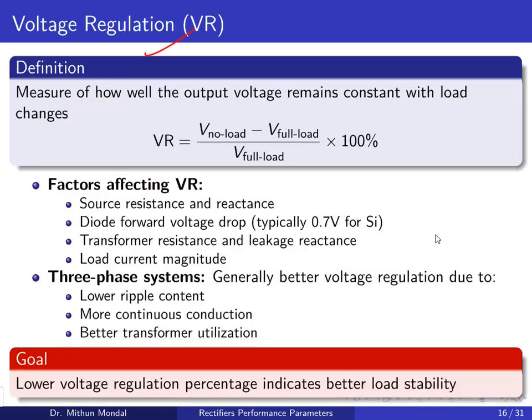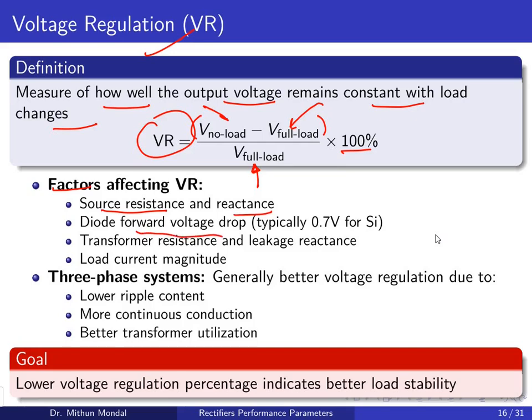Voltage regulation is a measure of how well the output voltage remains constant with load changes. When the load changes from no load condition to full load condition, what is the change in the voltage? Taking the full load voltage as the reference, multiplied by 100, gives the voltage regulation. The factors which affect the voltage regulation are the source resistance and reactance, the diode forward voltage drop, typically 0.7 volt for silicon, the transformer resistance and leakage reactance, and the load current magnitude.